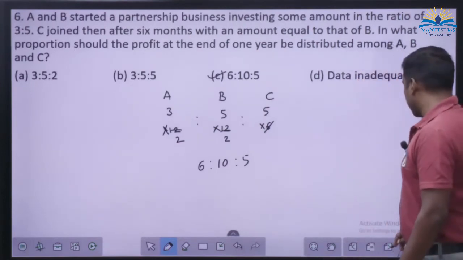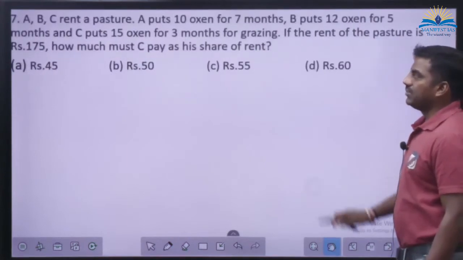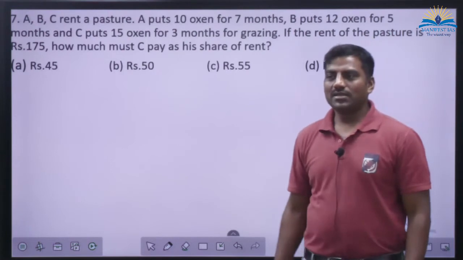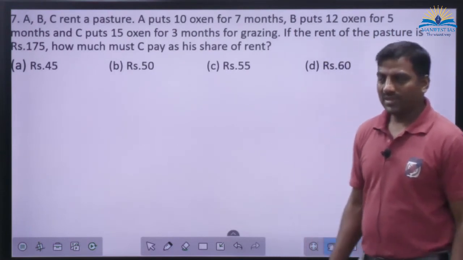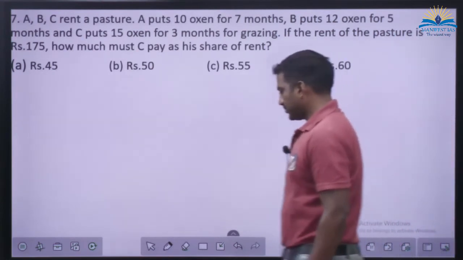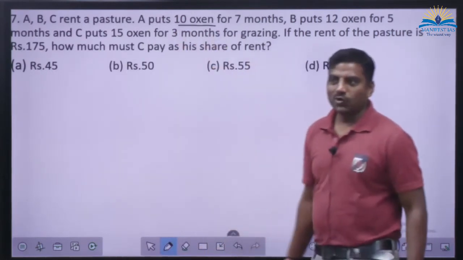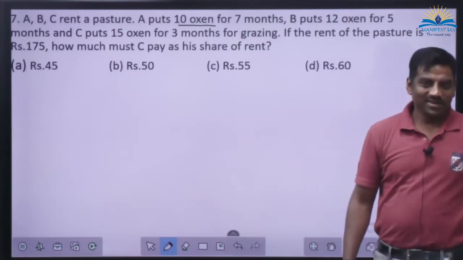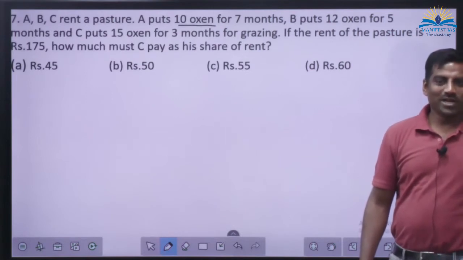Next. A, B, C rent a pasture. Pasture means what? Grassland or a patch of grassland, or grass field. A puts 10 oxen. What do you mean by oxen? Male cow. Oxen, ox, oxen. Plural of ox.